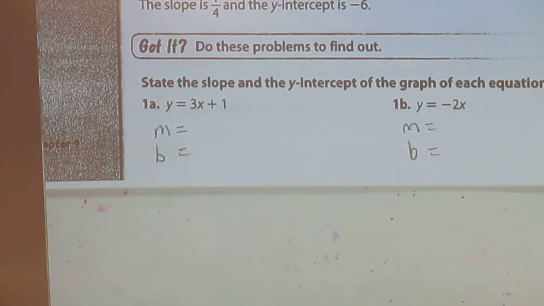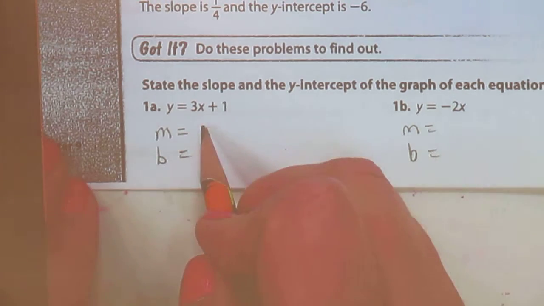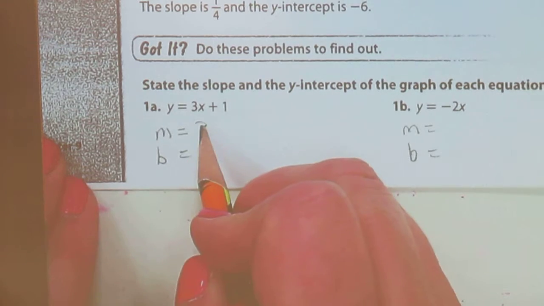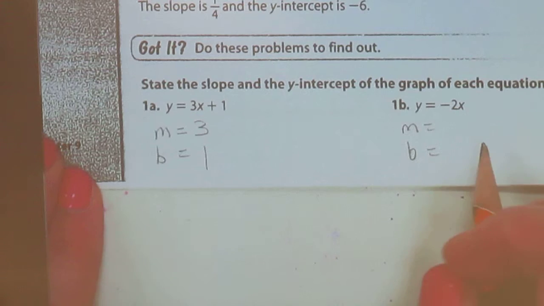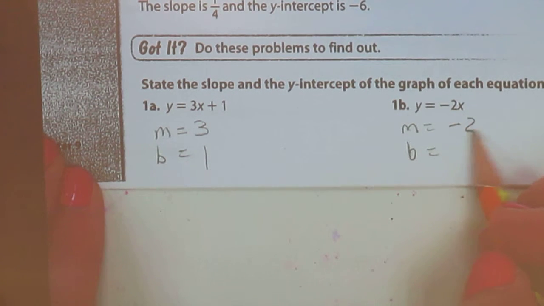Okay, and Tatum, what did you get for slope on the first problem? 3. And the y-intercept? 1. Good. And on the second problem, let's go with Kyle. What did you get for slope? -2. And gosh, the y-intercept's a little tricky, right? Because it's not even there.